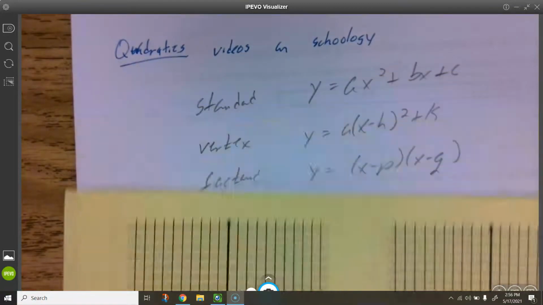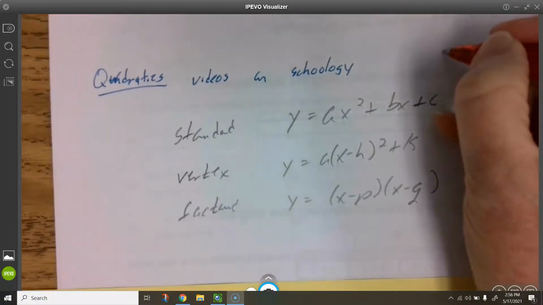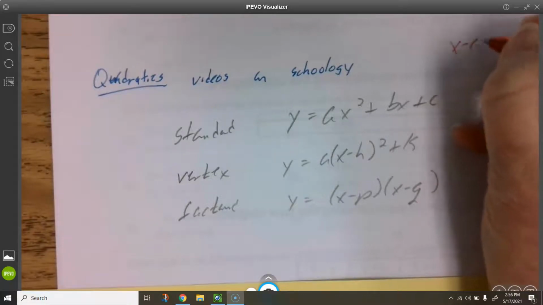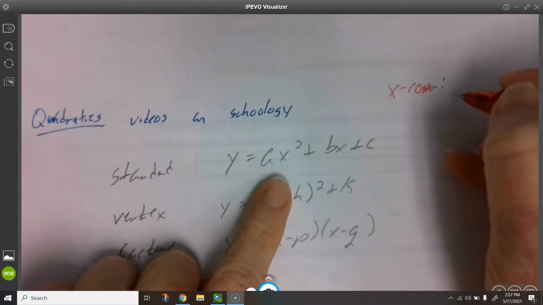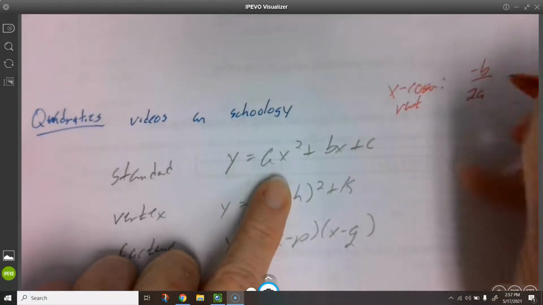Also in quadratics, a couple things. One thing is you need to know how to find the vertex of an equation given standard form. Remember, the x-coordinate of the vertex of a parabola is going to be negative b over 2a.